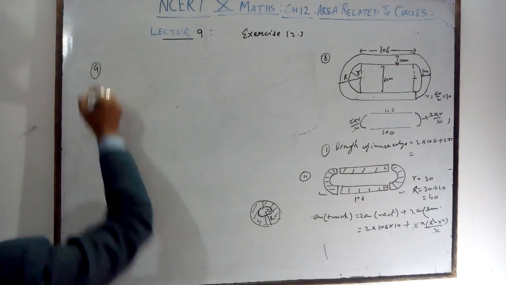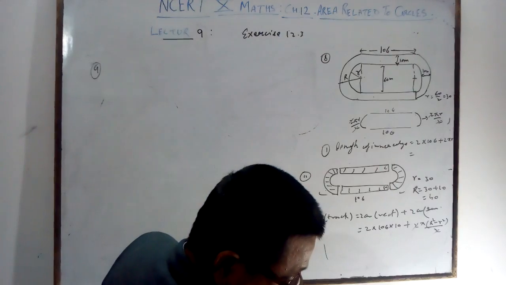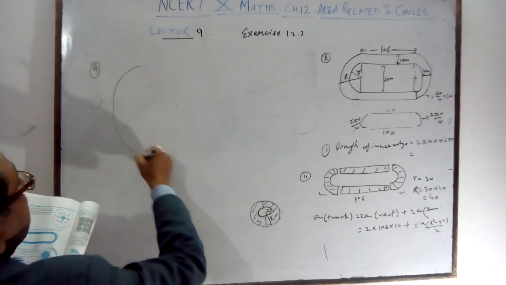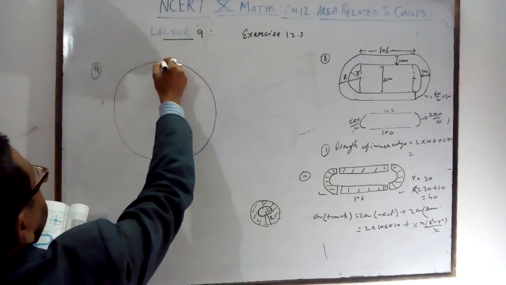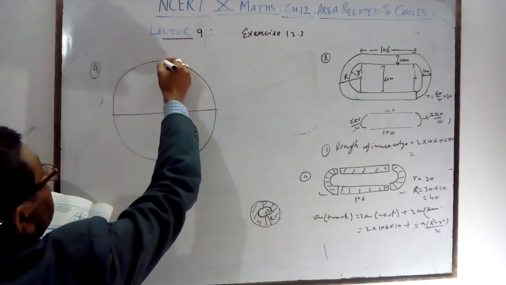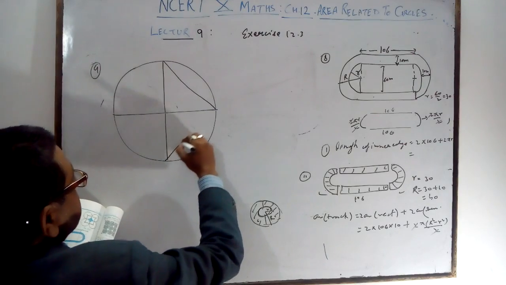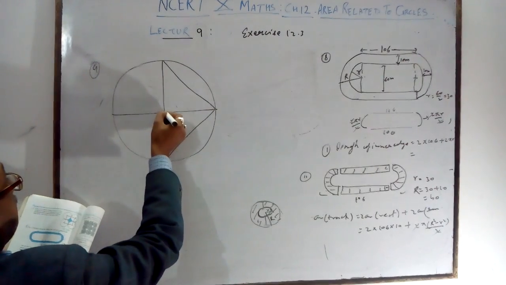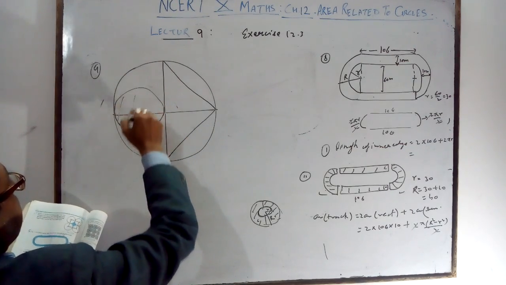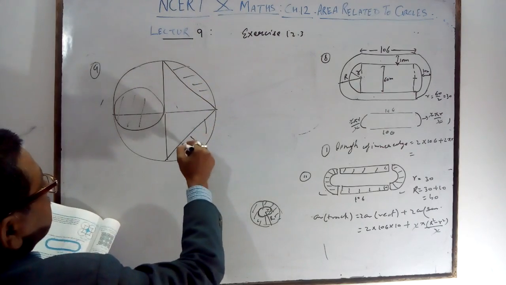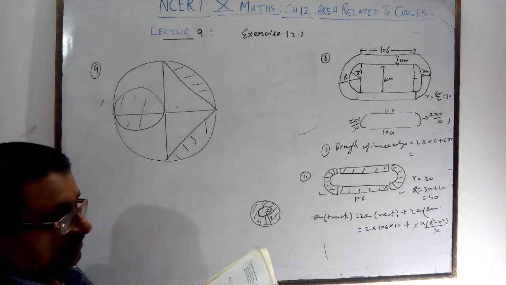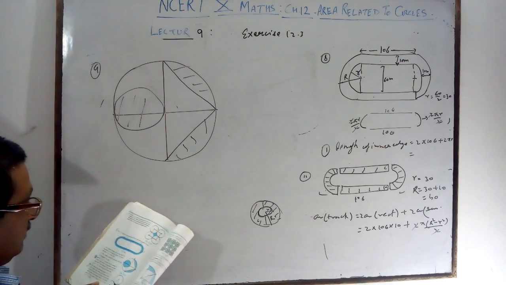Question number 9. Question number 9 is given. There is one circle and one diameter intersecting at 90 degrees, making 4 quadrants. It is given here that there is a circle which is half of the diameter of this. It is one more circle. So this is shaded, this is shaded and this is shaded. You want to find out: the diameter of the smaller circle is the radius of the greater.